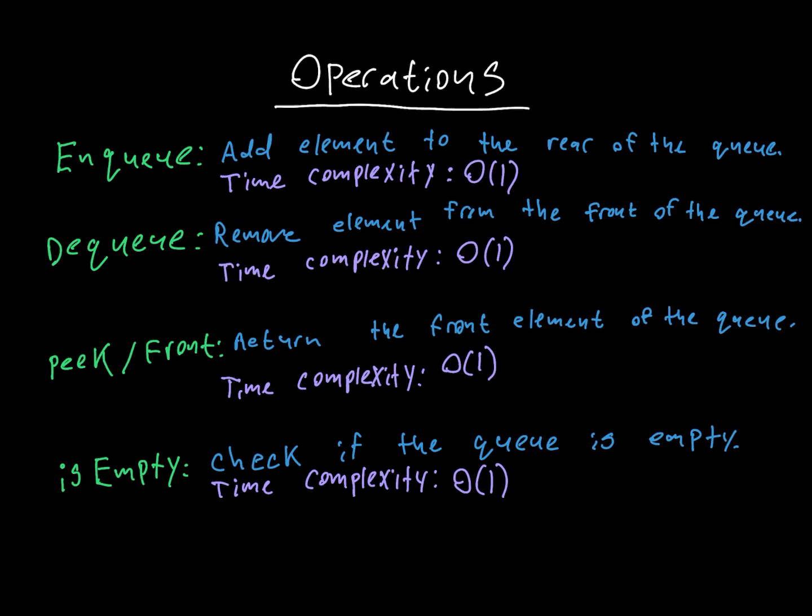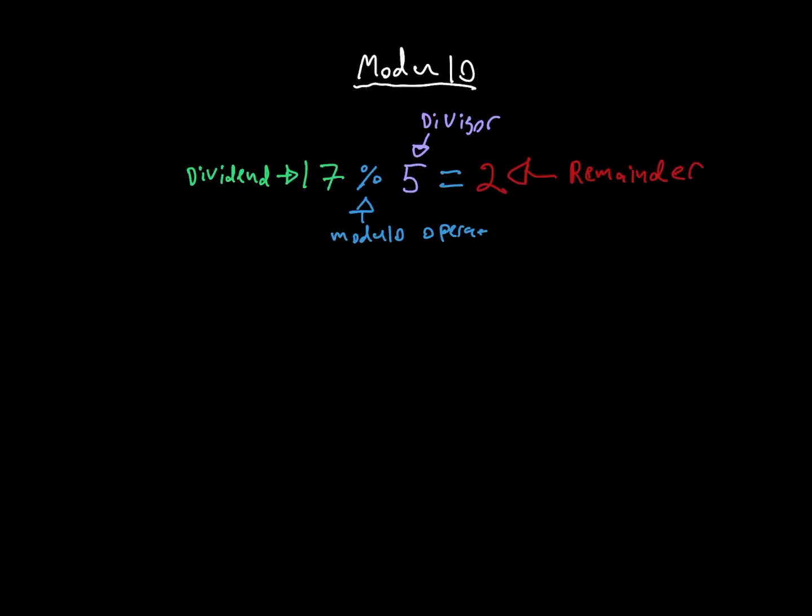Constant time complexity meaning that regardless of the input size or how big your queue is, whether it's one element or a million elements, the time it takes for an operation to complete is going to be the same. Alright, before we continue talking about queues, I want to cover modulo operators really quickly because we're going to need it in a little bit.